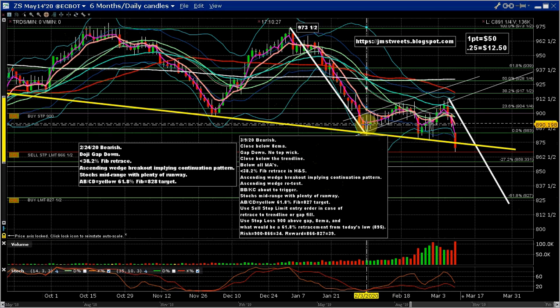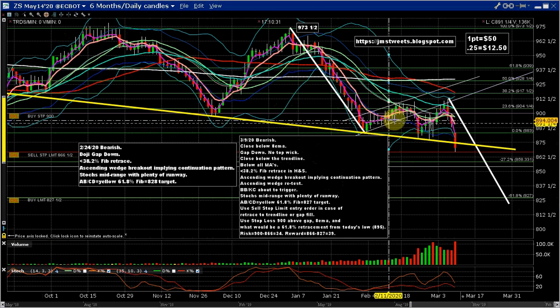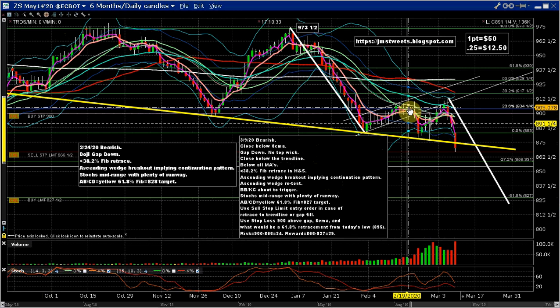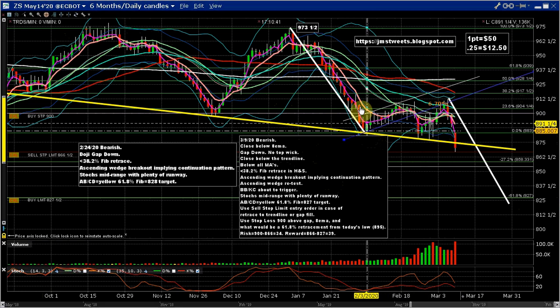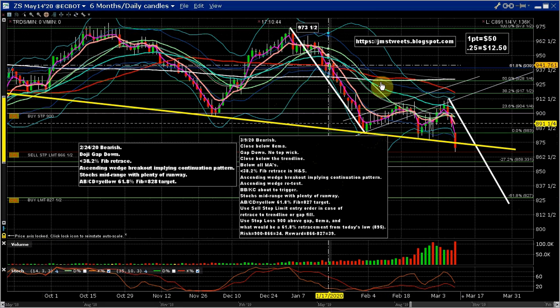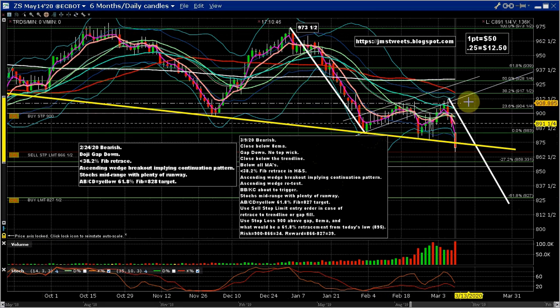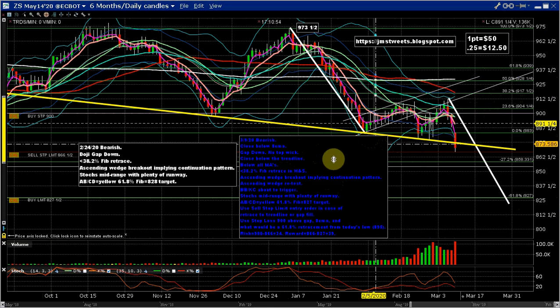And when price bounced off of the trend line and went up, it couldn't even make it to the 382. This is the 38.2% Fibonacci retracement level from the bottom here to the top here. So that's bearish. It should have been able to make it up to the 50, if not the 618. The 382 would be a minimum, and it didn't even make it that far. So that's very bearish.